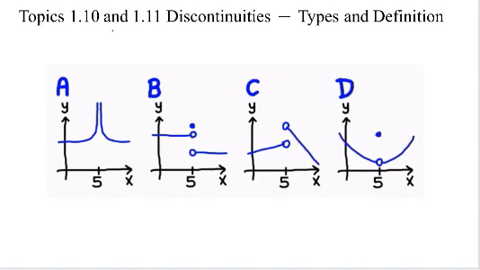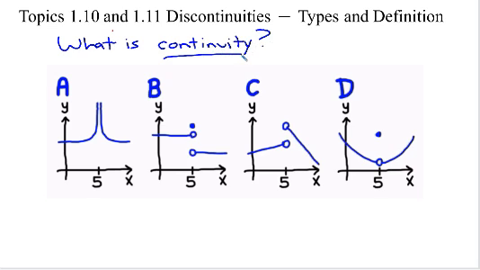All right, today let's take a look at topics 1.10 and 1.11, and that's the idea of discontinuities, and I suppose we could say, what is continuity? We're going to take a look at that, and probably one of our best ways to do that is to look at functions that are not continuous. We have some examples here on this first slide of functions that are not continuous.